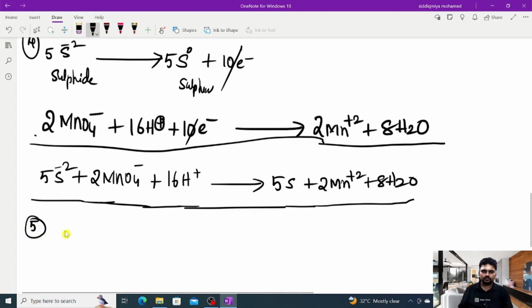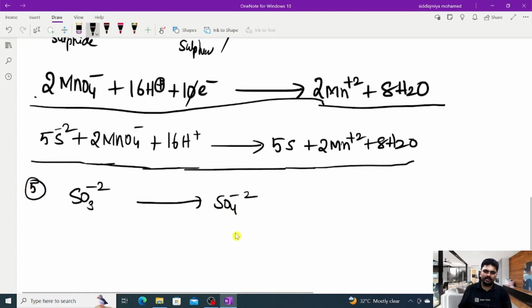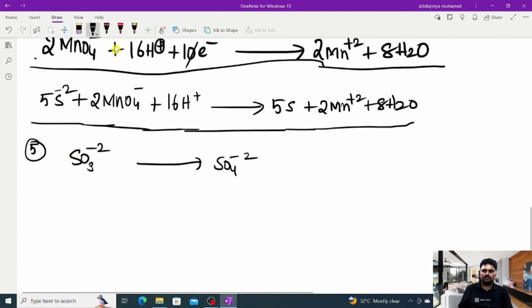Okay, the fifth one we are having: sulfite ion will be converted into sulfate ion. Here the oxidation state of sulfur is plus 4, and in sulfate it is plus 6. This is sulfite ion, and this is sulfate ion. So first we will balance. Plus 4 to plus 6 means 2 electrons are being lost. So 10 electrons will come.